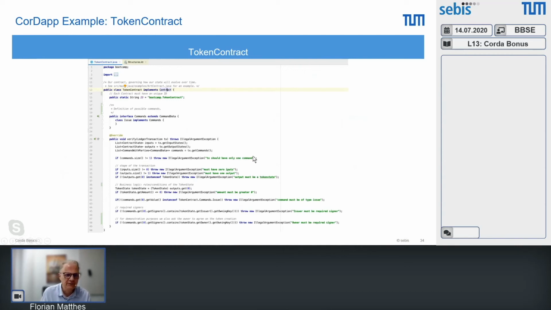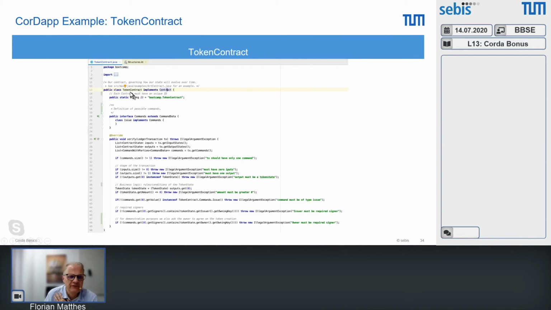Okay, so this looks a little bit overwhelming for such a small state. Why do you do so much? But before we look at the verify operation, we look at what else the token contract is specifying. First, it's a token contract. It implements the contract interface, and therefore it has to have a contract ID, and there's a naming convention. If I want to find it by name, I can use this name, which consists of the package name and the token contract string.